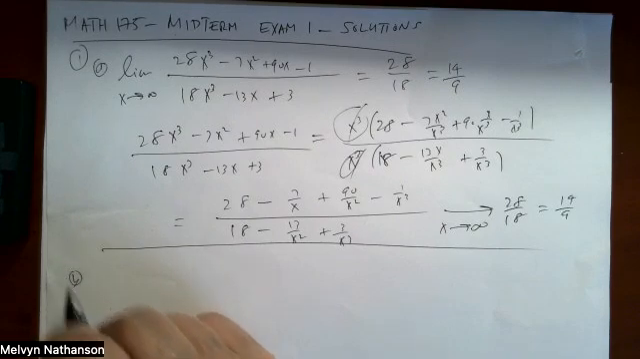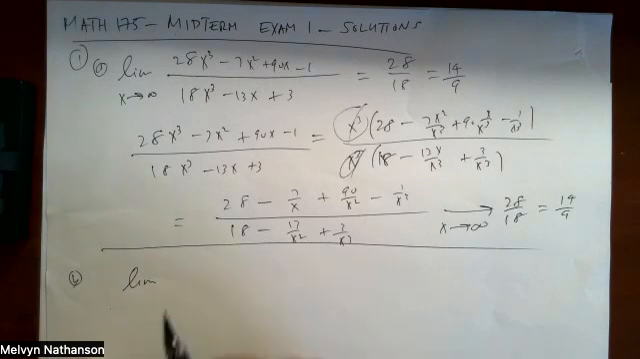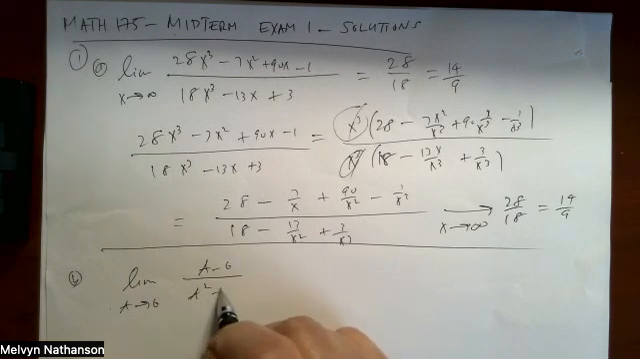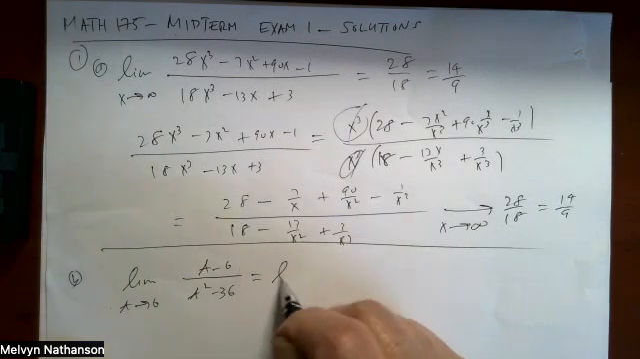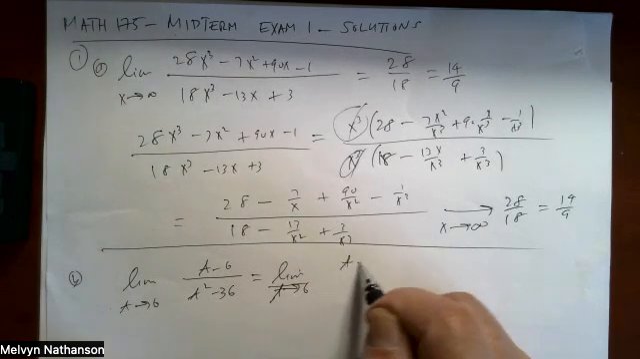In part B, we're taking the limit as t goes to 6 of t minus 6 over t squared minus 36. And you can't just plug in t equals 6. You get 0 over 0, which isn't defined. But this is a limit as t goes to 6.